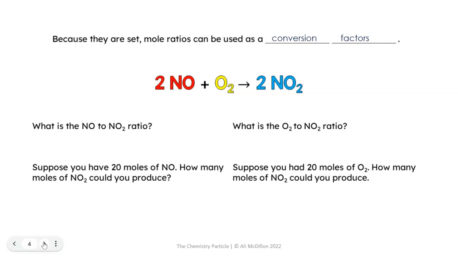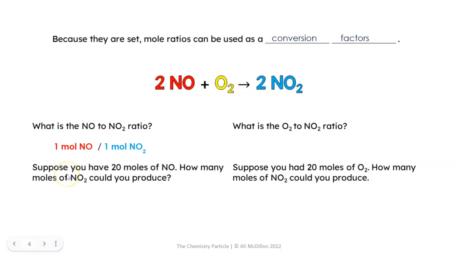So let's take a look at some examples here. The first question says, what is the NO to NO2 ratio? Well, that's easy. We just have to look at the coefficients. In front of my NO, I've got a 2, and in front of my NO2, I've got a 2. So that's a 2 to 2 ratio, which can, of course, be reduced to 1 to 1, right? Because 2 is divisible by 2, which gives us 1. So for every 1 mole of NO I will have 1 mole of NO2.